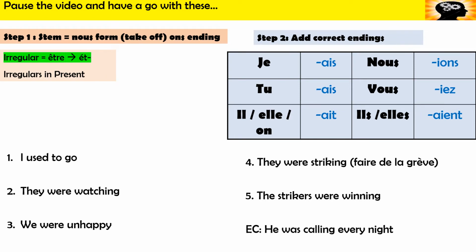I get rid of the nous. I get rid of the ONS, and that just leaves me with ALL. That's the stem, the bit of the verb I need. I is je. I've got the verb to go, and then I tag the ending on the end, put it all together. J'allais. Voilà. Simple. Alright, pause me, have another look at these.